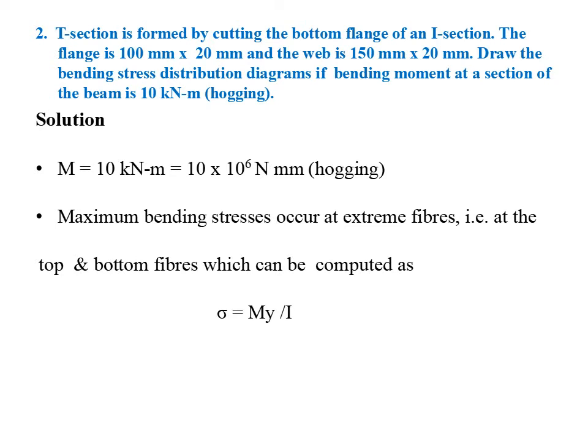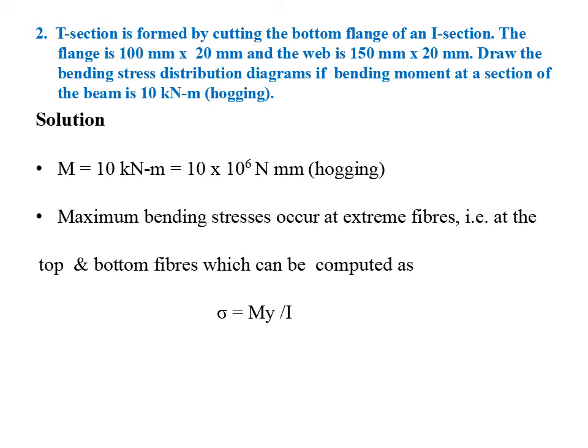Listen, here the T section has been made by cutting the bottom flange of an I section. The flange has the dimension 100 into 20 mm, the web has the dimension 150 into 20 mm. You have to draw the bending stress distribution. The bending moment acting on the T section is given, M equal to 10 kilonewton meter. Convert into Newton mm, so 10 into 10 power 6 Newton mm.